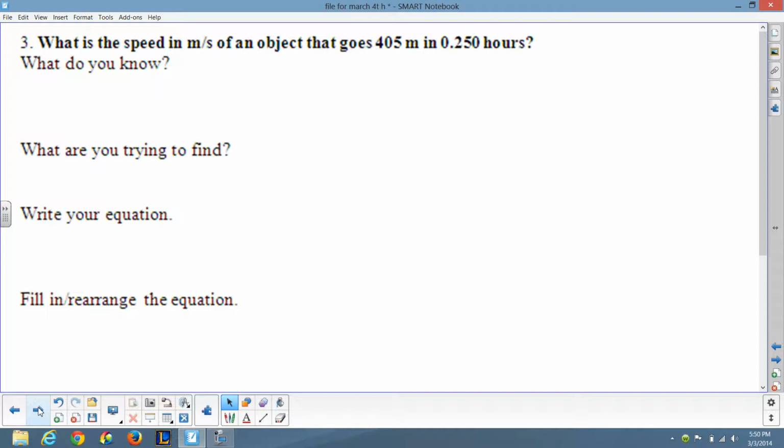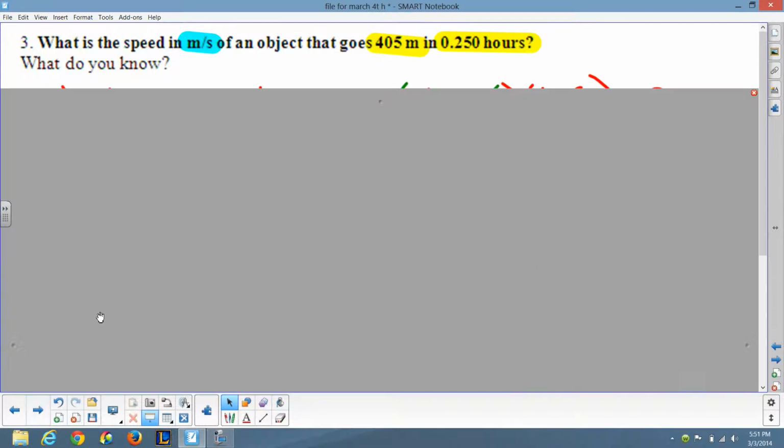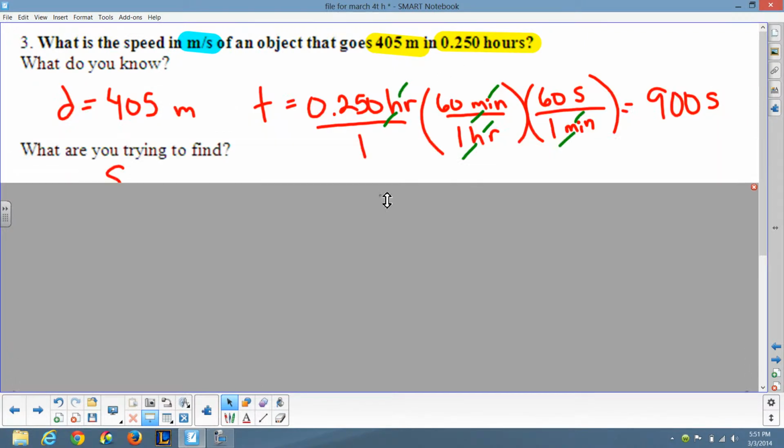Next one. What's the speed of an object that goes 405 meters in 0.250 hours? Highlighted something pretty important here. We want the speed in meters per second, but the time is given in hours. So I'm going to have to change the hours to seconds. I do that with dimensional analysis. So what do I know? I know my distance, and here's my time. Here's my conversion factor 1, which changes it to minutes. My second conversion factor changes it towards seconds, and 0.250 hours is equal to 900 seconds.